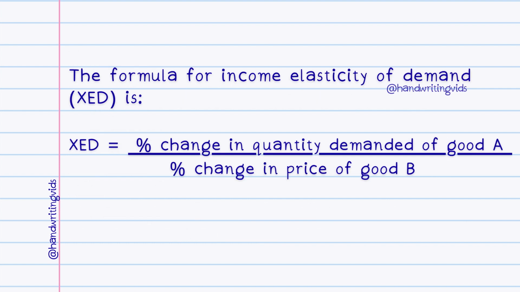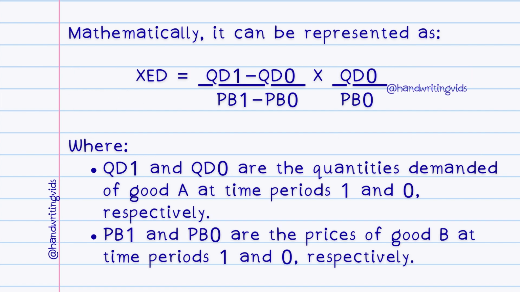The formula for cross-price elasticity of demand is XCD equals % change in quantity demanded of good A divided by % change in price of good B. Mathematically, it can be represented as follows, where QD1 and QD0 are the quantities demanded of good A at time periods 1 and 0, respectively, and PB1 and PB0 are the prices of good B at time periods 1 and 0, respectively.